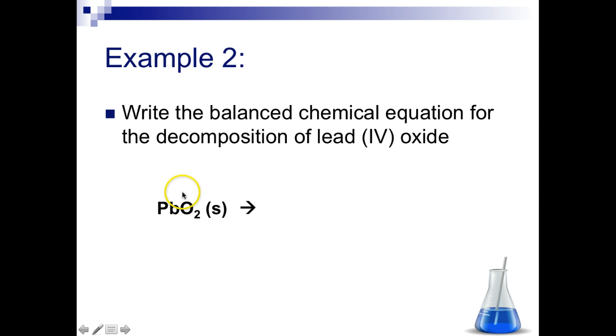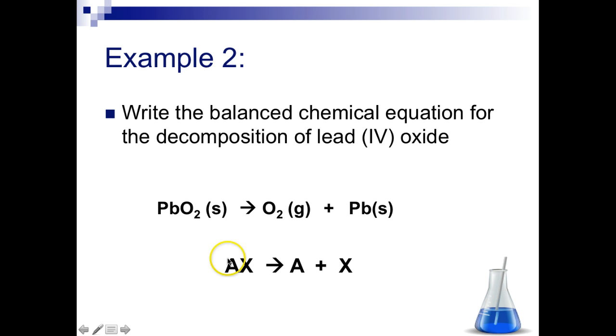Now, since this is not a carbonate, this is not going to break down into carbon dioxide plus a metal oxide. This will just break down into the two elements that make up lead 4 oxide. So it'll break down into oxygen gas plus lead. Now we're going to go through and check. We have 1 Pb on the left, we have 1 Pb on the right. We have 2 oxygens on the left and we have 2 oxygens on the right.